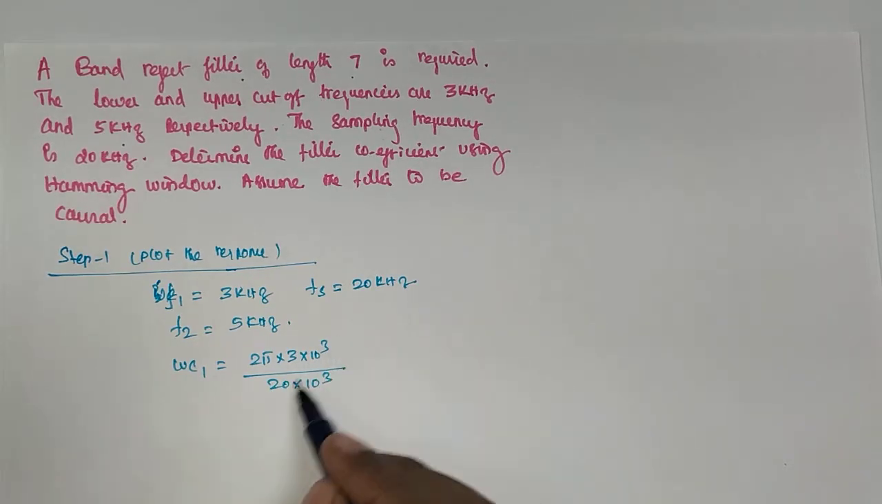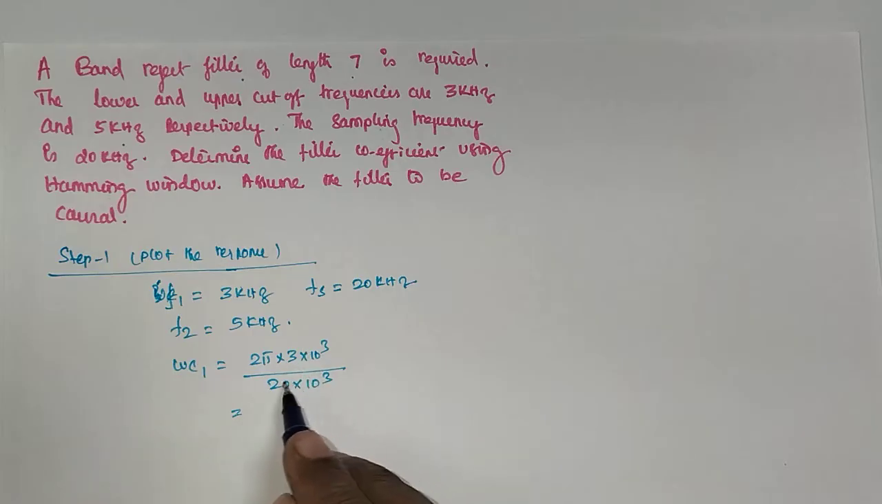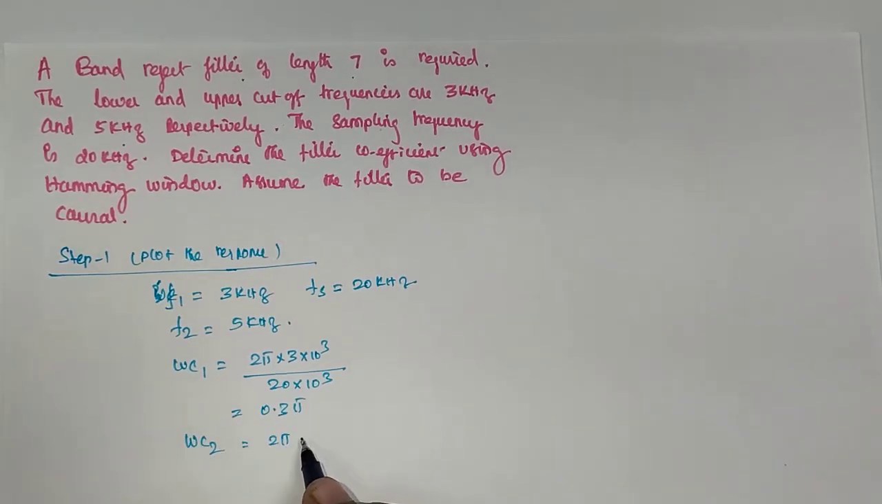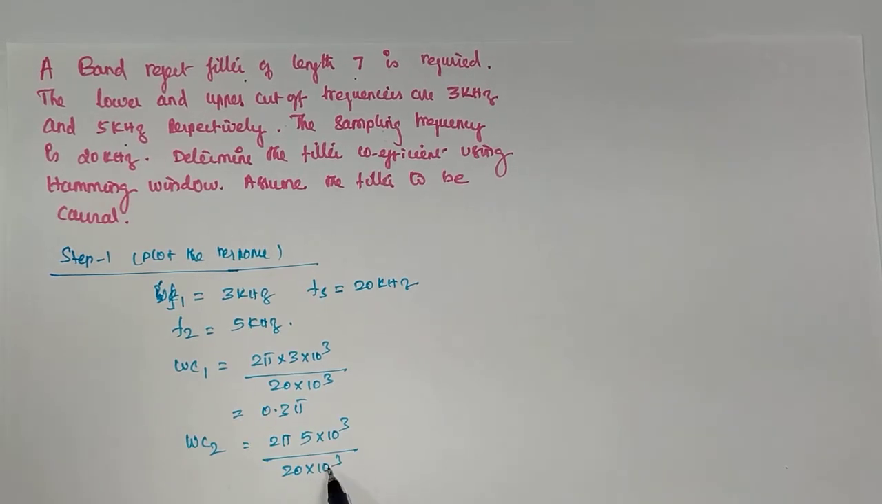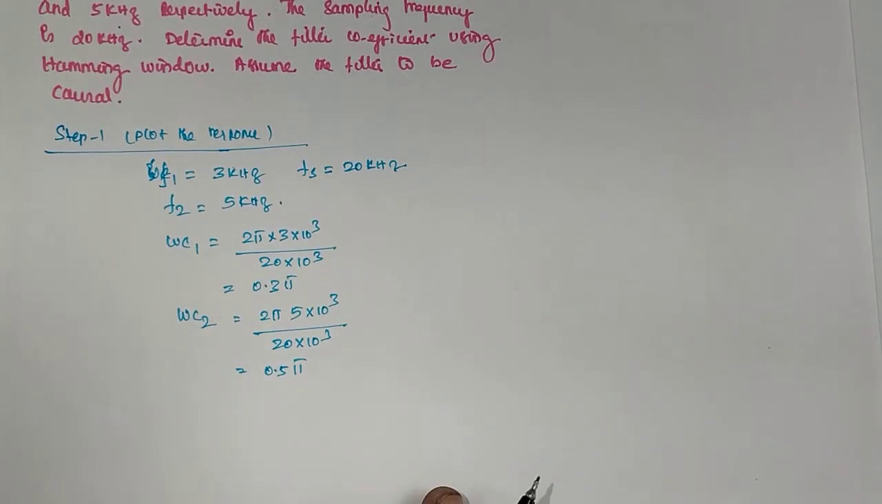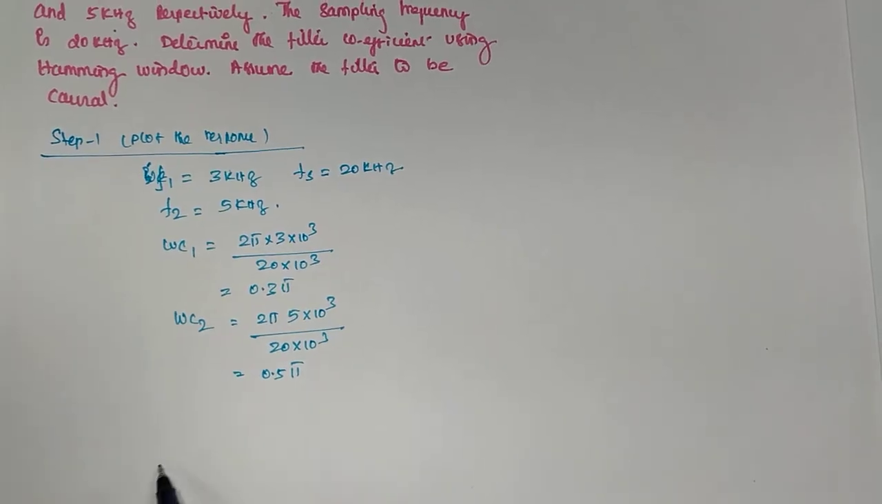So you just solve it. By solving you will get 0.3 pi. Similarly the upper cutoff frequency is 2 pi into 5 into 10 power 3 divided by 20 into 10 power 3. The 10 power 3 cancels, and 2 divided by 20 is 1 by 10, so that gives 0.5 pi. So we converted the given frequencies into radians per second. Now plot the response.